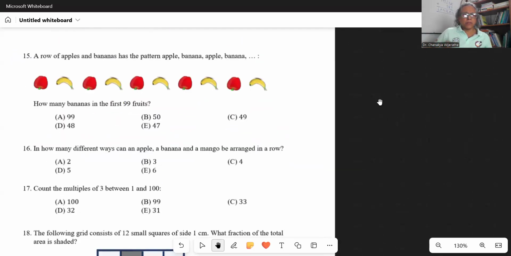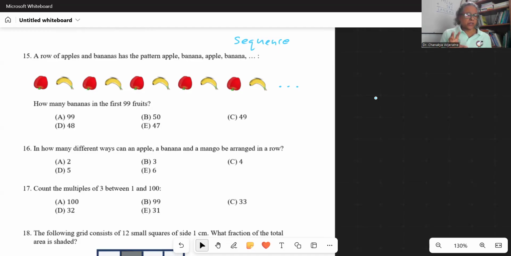And here we have a row of apples and bananas, and this is a pattern. So this row of apples, apparently this is bigger than what is shown here, so it goes on, three dots, and always apple, banana. So very simple, what we call a sequence. So this word you will hear in higher grades, sequence. Even now, actually, we can talk about it. Sequence, something arranged in some order. So, how many bananas in the first 99 fruits?